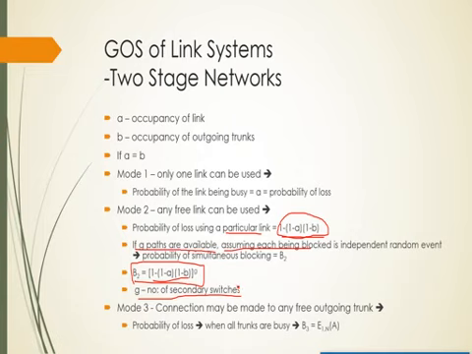Now when we go to mode 3, the connection can be made to any of the free outgoing trunks, so all the links, paths and trunks are independent, and the probability of them being blocked is also an independent random event. Therefore when we try to identify the probability of loss for the mode 3 condition for a two-stage network, it gives us the first Erlang distribution equation, that is, the probability of all the links and all the trunks being busy, which is equivalent to E of 1 comma n of A, which is the grade of service for mode 3 for the two-stage network.